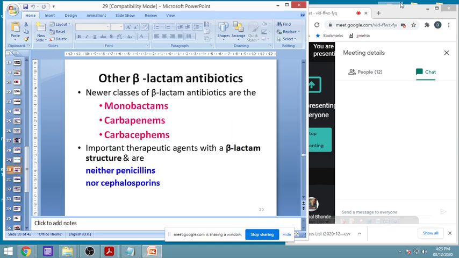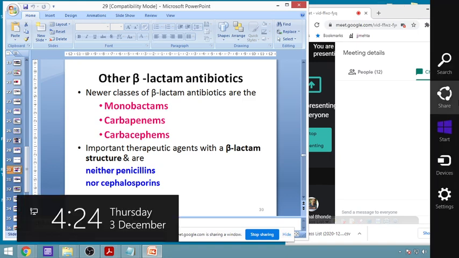What are the other beta-lactam antibiotics? We have seen earlier, if you remember, the classes. These are carbapenems and monobactams. These are newer classes of beta-lactam antibiotics, and they have similar actions. They are important therapeutic agents along with the beta-lactam structure. They are neither penicillins nor cephalosporins, but they have a beta-lactam structure. They have a similar mechanism of action. They are also bactericidal, and by that virtue they are effective.